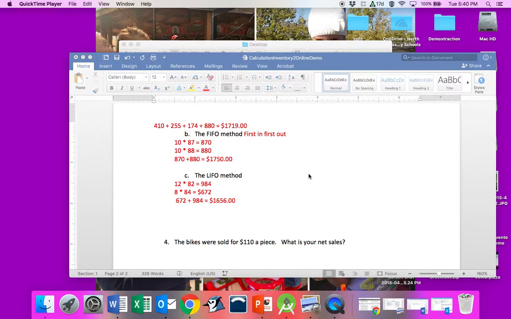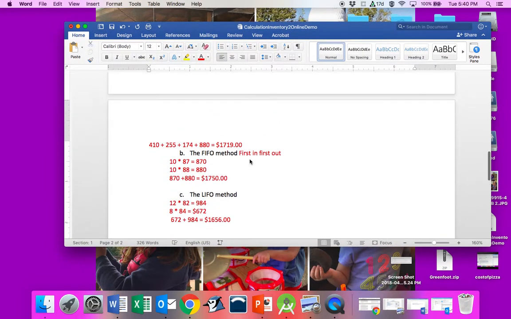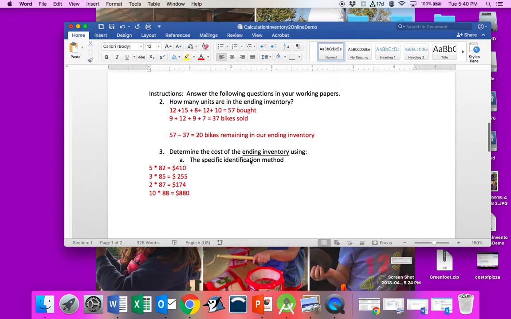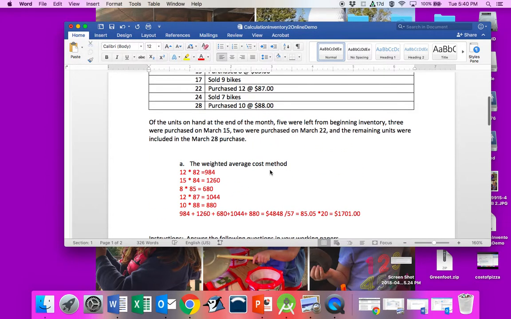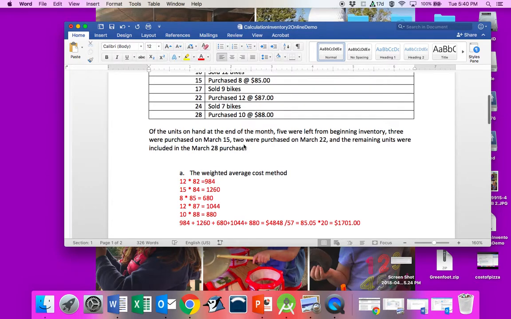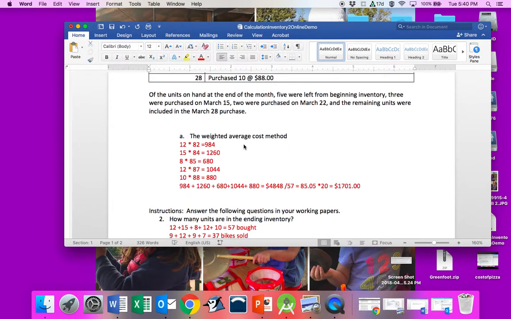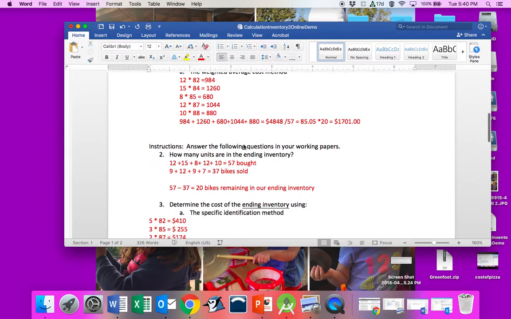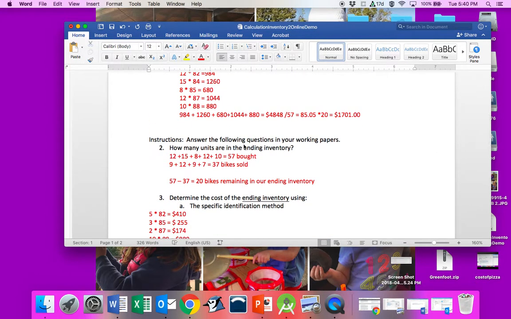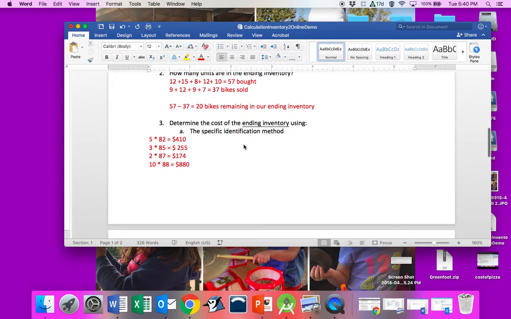All right, let's talk about the last step in calculating your inventory online. This is the previous example I used for you. We're still talking about the bikes, and we determined that at the end of the month they had 20 bikes remaining in their ending inventory, right?